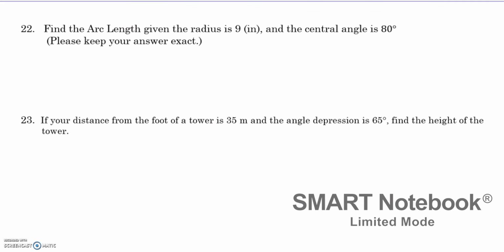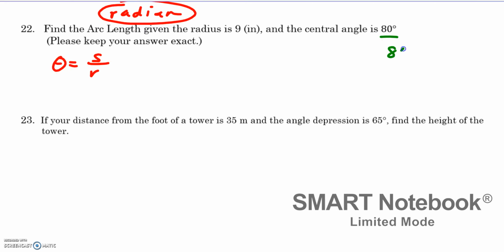Find the arc length given the radius is 9 inches and the central angle is 80 degrees. So, based on the definition of a radian, the angle in radians is equal to the arc length divided by the radius. So again, because this is the definition of a radian, I know that this theta has to be converted to radians. So it's given to me in 80 degrees. The reason this example is on here partially is to remind you to convert from degrees to radians.